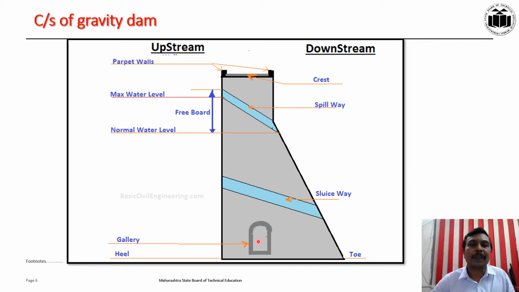The galleries are also provided. Similarly, you are finding the spillways to take out the water from the upstream side to the downstream side in a most safe manner. Similarly, the sluice ways are also provided to take out the silt from the upstream to the downstream side. So this is the typical cross section of the gravity dam.